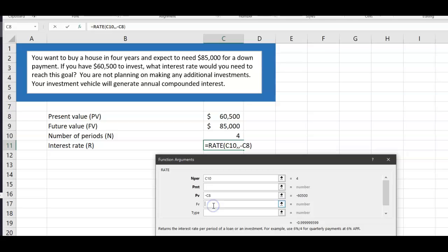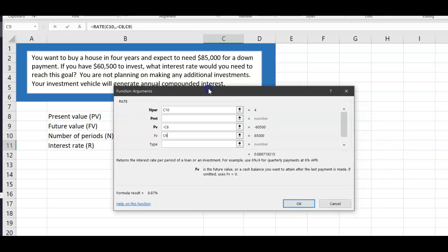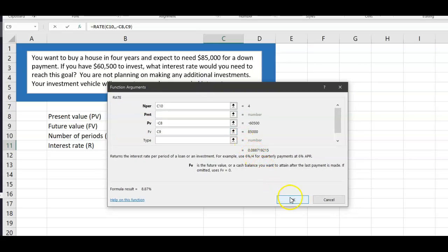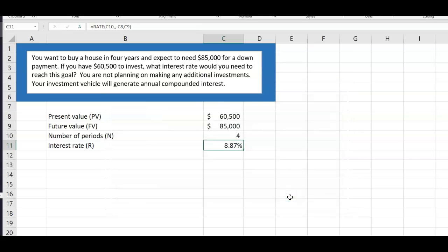Okay? The future value is what we will get in the future. That I just enter as a positive number. That will be a positive value to us. Now you could reverse these. You'll still get the same answer. But I just prefer to do it this way. All right. So now that I have the variables, I can hit OK. And there's our answer, 8.87%.